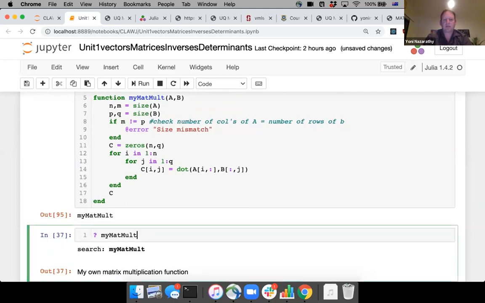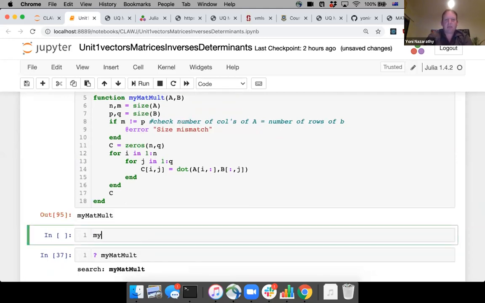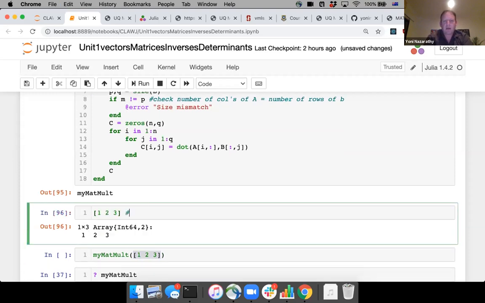Before I do this, let's just try my MatMul on the matrix 1, 2, 3. I'll put it like this. This 1, 2, 3 is a matrix. You see, there's no commas here. This is a 1 by 3 matrix. Also happens to be a row vector.